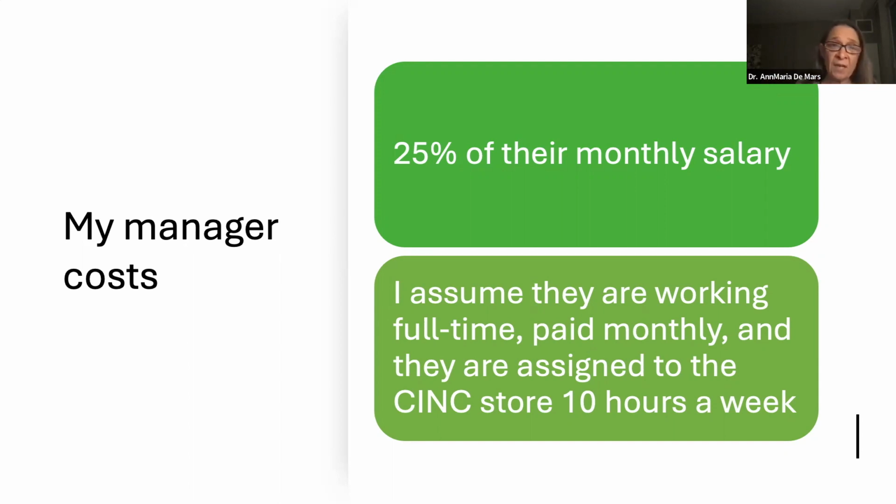They need to stop in and just make sure everything is okay, and do the scheduling. You need somebody who's permanent because students are going to come and go, since they're going to graduate. I'd also have them scheduled on Fridays. They may not come in, but they might have some questions that people ask, or bills to approve. So my manager cost is 10 hours a week, which is 25% of their salary.